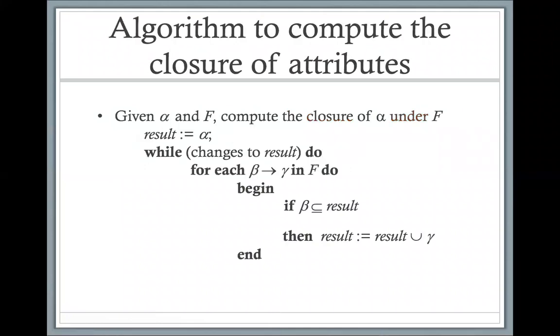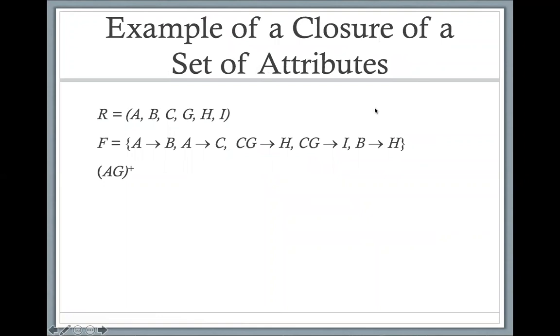What do I mean by this? It means the following. Let's say I give you a table like this, and I give you a set of functional dependencies that hold on this table. Where do I get these functional dependencies? I can induce them from the data, but assume for now that they are given, that you are given this set of functional dependencies.